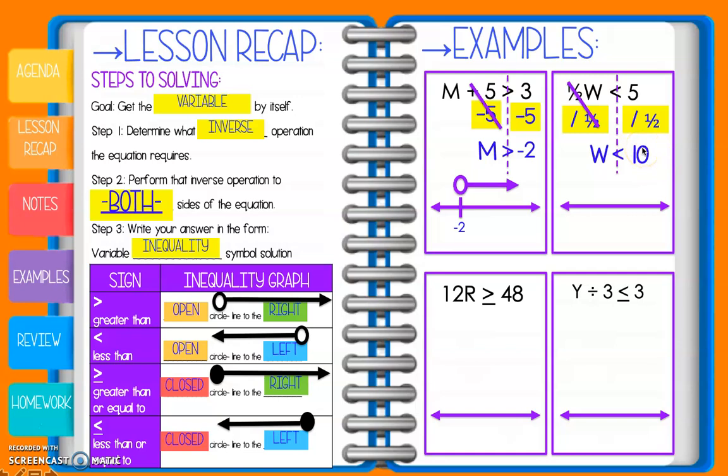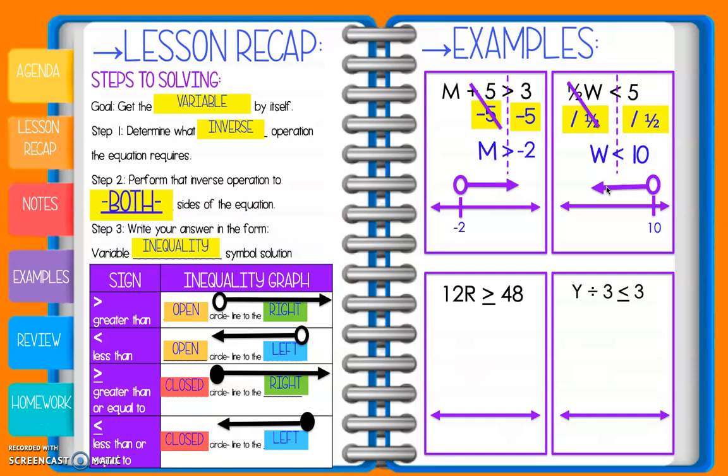Now we need to graph the solution set. So on our number line, we are going to plot our 10. We're going to have a less than, so it's an open circle. For less than, our line goes to the left. And there's our solution set. Not 10, but anything less.